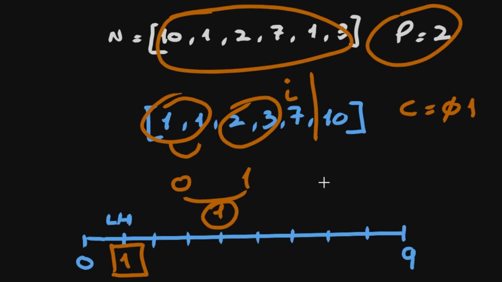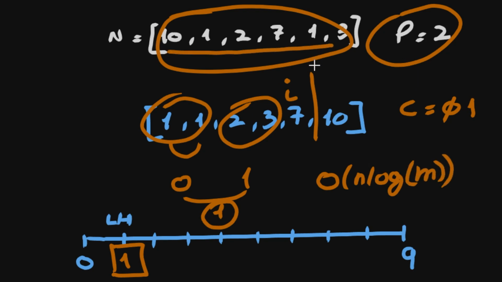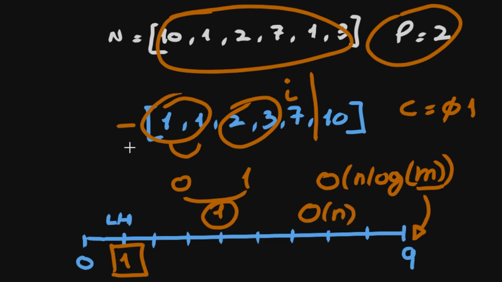Time complexity for this will be big O of n log m, where n is the size of this array and m is the maximum difference, because binary search has a logarithmic time complexity. And space complexity will be big O of n in Python because we are sorting this. So now let's go with the code and hopefully you will get the idea.